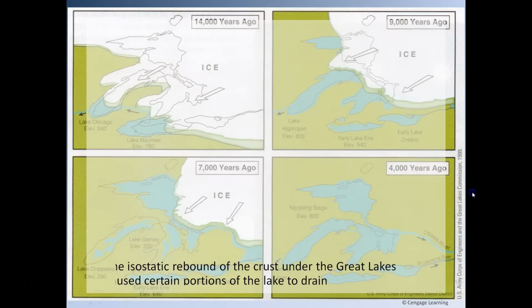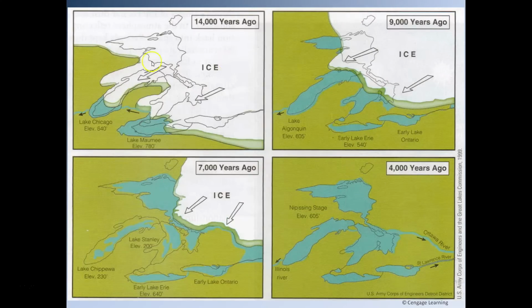And so you can see it here summarized in this diagram. This is 14,000 years ago. You can see the area is covered by the ice sheet, and the ice sheet cuts these very large gouges in the crust, so it digs out the lakes. As the ice sheet begins to retreat around 9,000 years ago, the meltwater fills the depressions that the glacier produced.